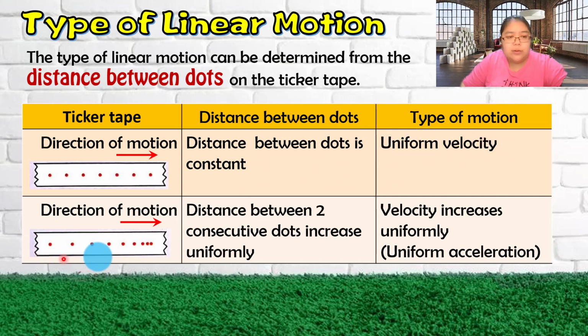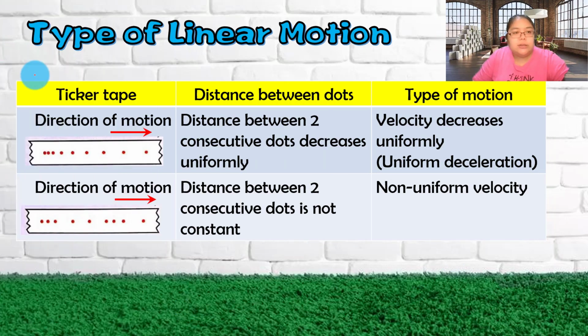Okay, how about the second one? Can you see this one? The arrow means the starting direction. Starting closer, after that further. So from the distance we explain: the distance between two consecutive dots keeps increasing. Okay, is it keep increasing? So from here we can say the velocity increases uniformly, or you can say uniform acceleration.